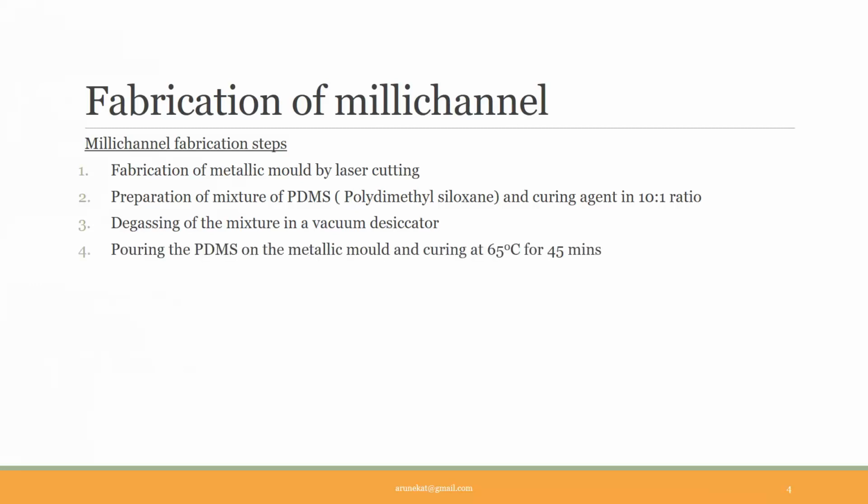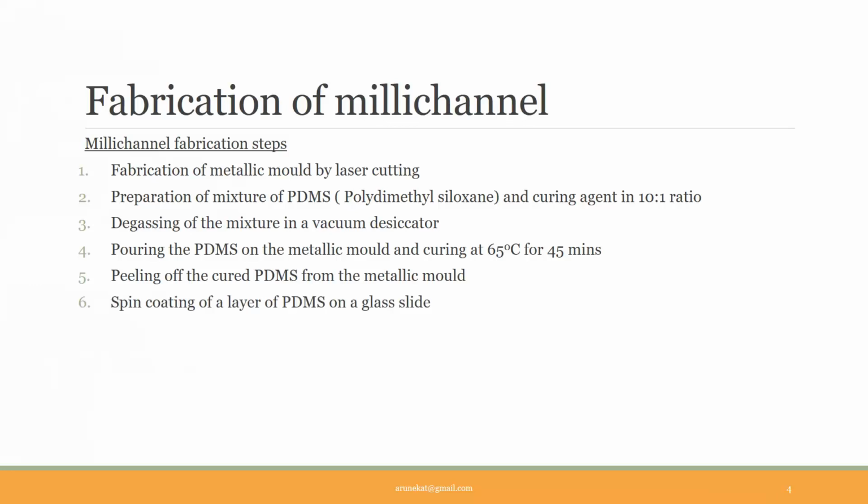Now, after degassing, pour the PDMS and curing agent mixture on the mold. Cure or heat this in a hot air oven at 65 degrees for 45 minutes. During curing, the mixture will be solidified. Now, peel off the PDMS layer from the mold. This layer has to be sealed with another PDMS layer to get a leak-proof channel.